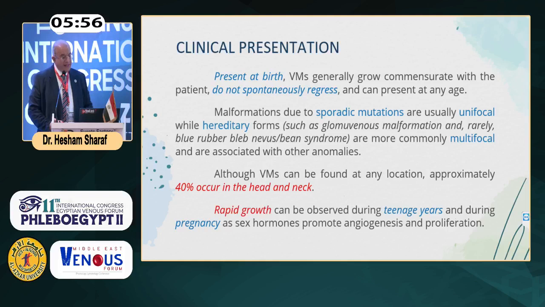Presentation: present at birth, venous malformation generally grow with the patient and don't spontaneously regress, and they can present at any age. Malformation due to sporadic mutation are usually unifocal, while hereditary forms such as glomovenous malformation and rarely blue rubber bleb nevus syndrome are more commonly multifocal.